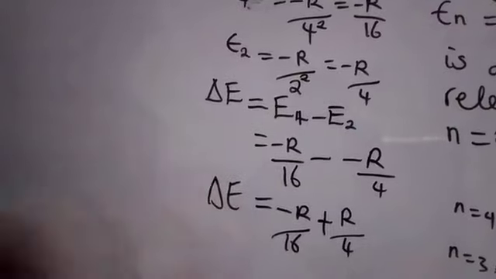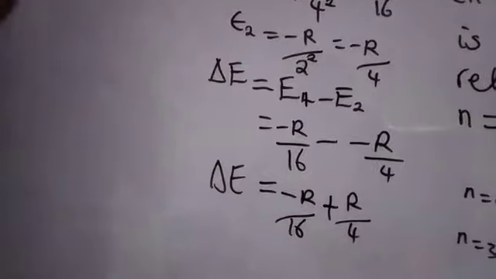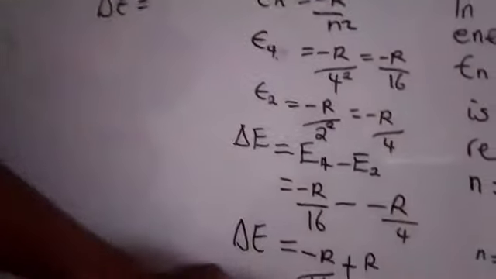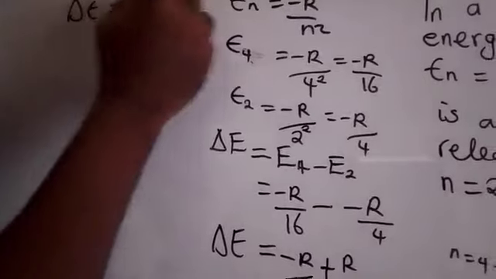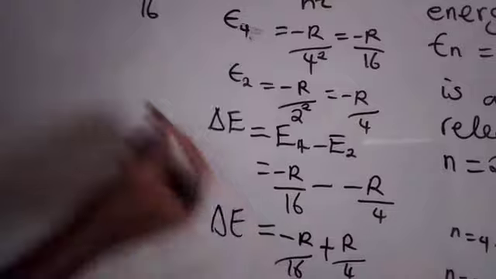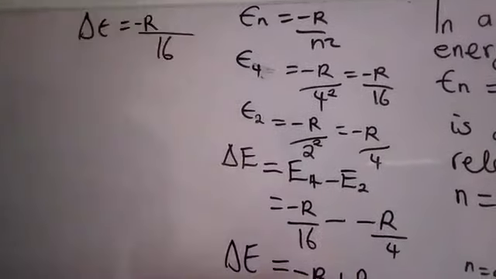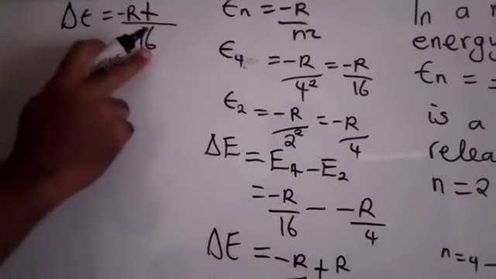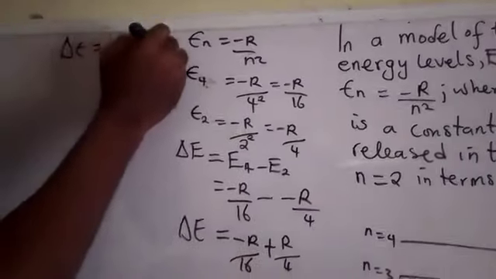Now remember, we're asked to find this value in terms of R, so we don't have the value of R. We don't need to substitute. So we have change in E equal to, take the LCM of the denominators 16 and 4. The LCM will be 16. 16 divided by 16, we have 1. 1 times minus R, plus 4. Divide the LCM 16 by 4 will give you 4. 4 times R is 4R.